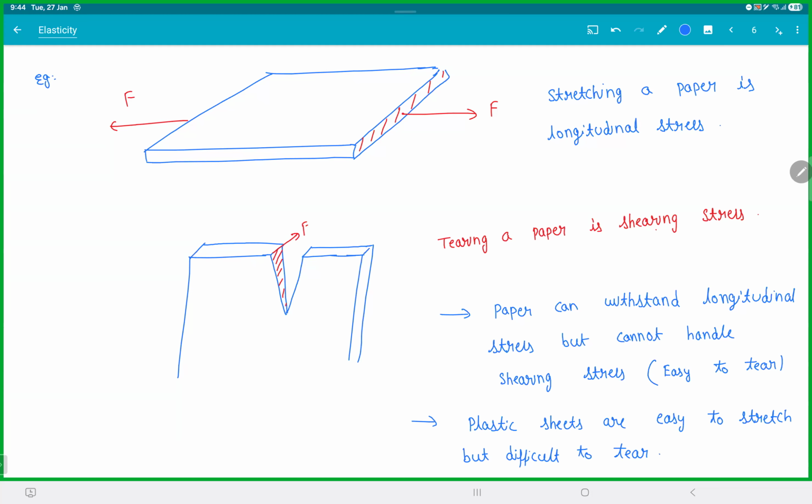So now you tell me, in your building, we have pillars, right? And we have beams. There are two different things, pillars and beams. Can you tell me which one will have longitudinal stress and which one will have more shearing stress? So in your house, the pillars are the vertical ones, beams are the horizontal ones. If you look at the pillars, the entire weight of the building is pushing them down, so they withstand longitudinal stress.